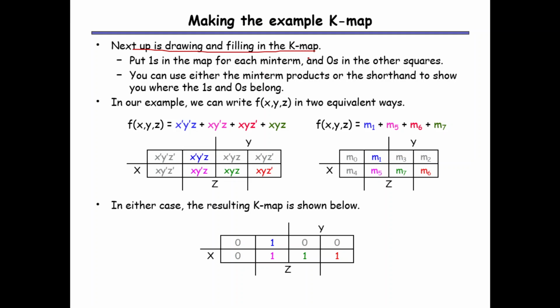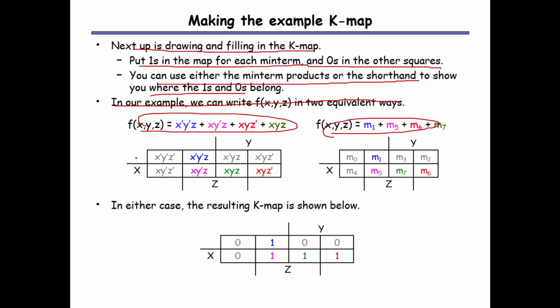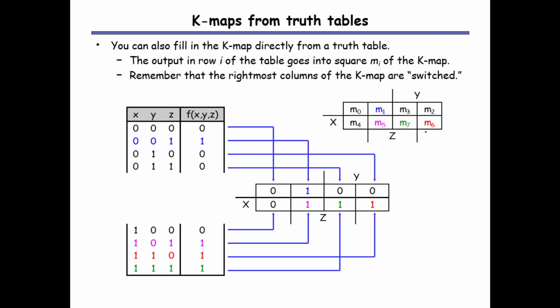Next up is to draw and fill in the K-map: put ones in the map for each minterm and zeros in the other squares. As you can see here, we can use here, here. Of course, we can fill the truth table here just by checking the K-map, and it gives us the values directly.